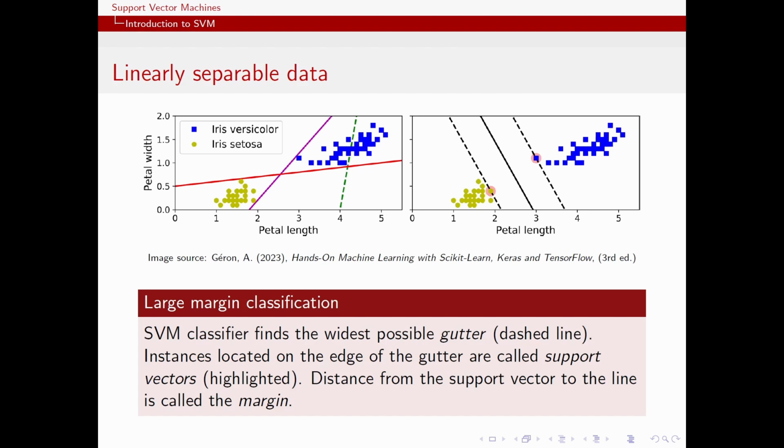The margin is the distance between the hyperplane and the closest data points, which are called support vectors, which are the 2 highlighted ones. The gutter, which can also be called the street, is shown with the dashed line, and SVM tries to find such a separation so that the gutter is as wide as possible. And the distance from the support vector, the highlighted one, to the line, the hyperplane, is referred to as the margin.